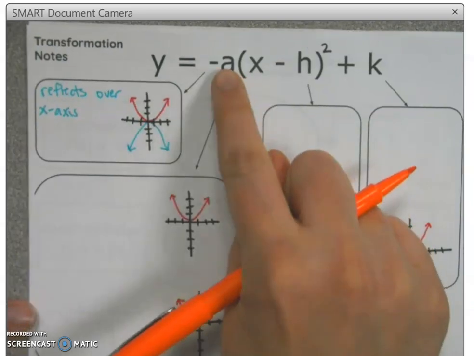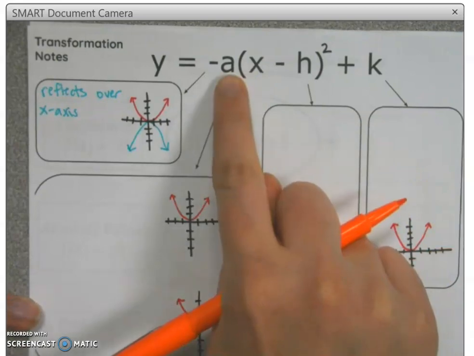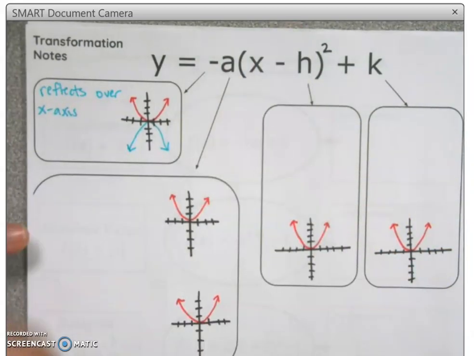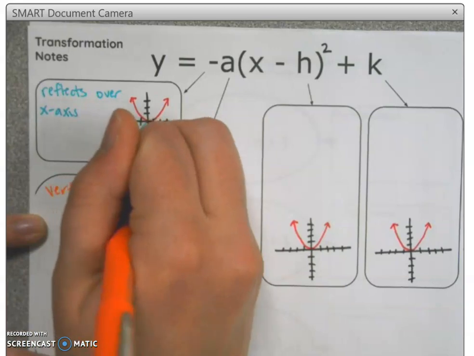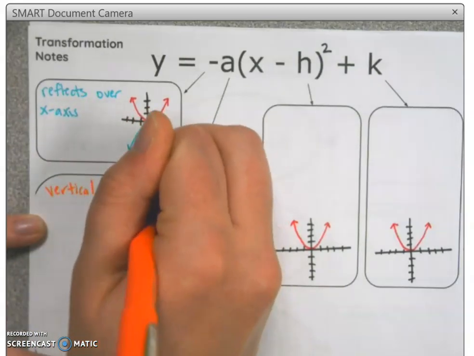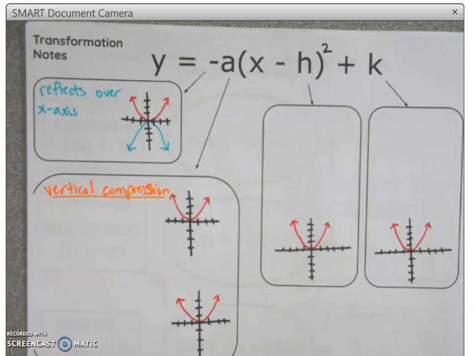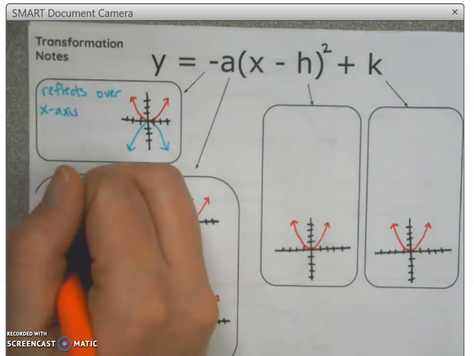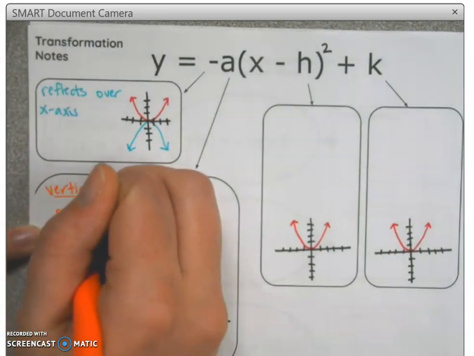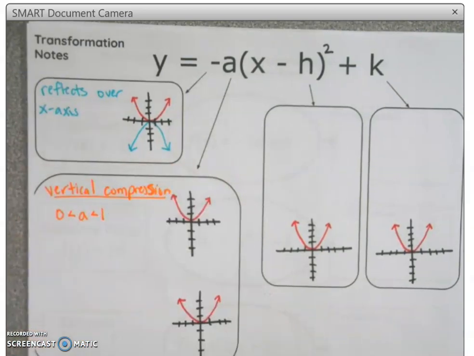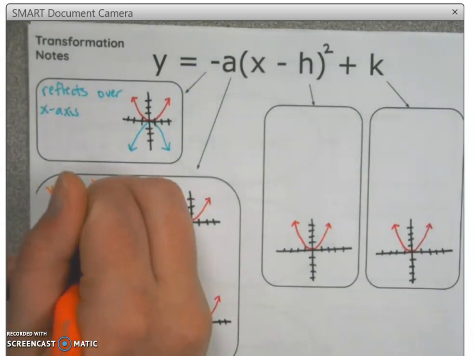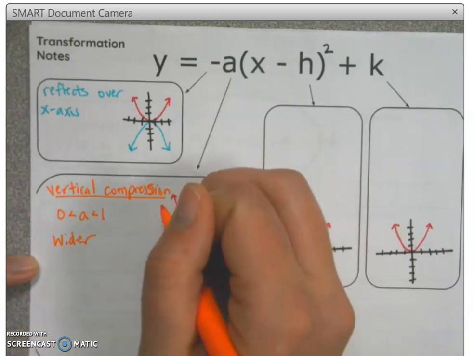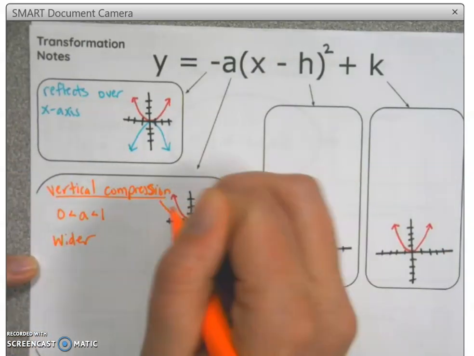The A has two parts, so I split them. There are two. One of them is called a vertical compression. And the vertical compression makes the graph wider. So this is when A is between 0 and 1. So pretty much if it is a fraction less than 1, it's going to make the graph wider. So the new one would look like this. See how that's wider?